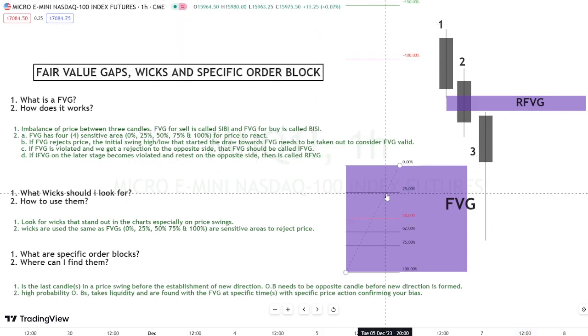So guys, we have talked about the fair value gap. This seems like it will be a long video. Then let's talk about wicks. We know this is a wick, the shadows, the tails of the candles.